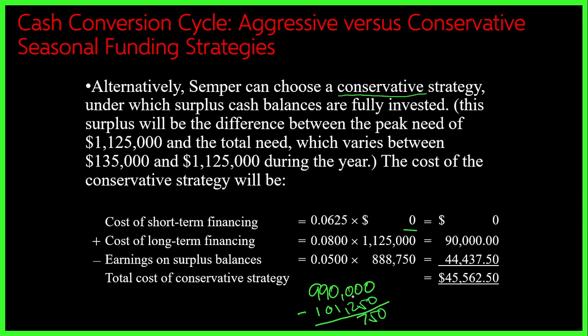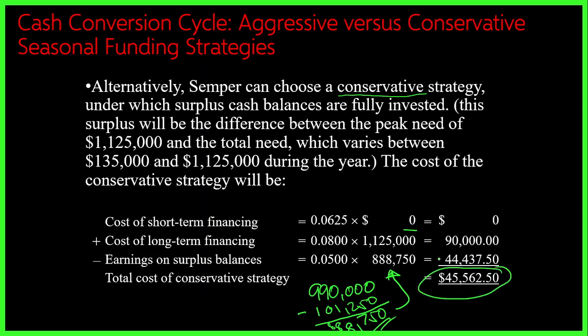Siyempre, ito ay 759 minus 1 is 8, tapos ito ay magiging borrow. So 8 and 8. Yep, this is it, pansit. Ayun. Okay, so now you have a surplus which can be invested at 0.05, or 5%. Okay po, so this is now the cost of your conservative strategy.